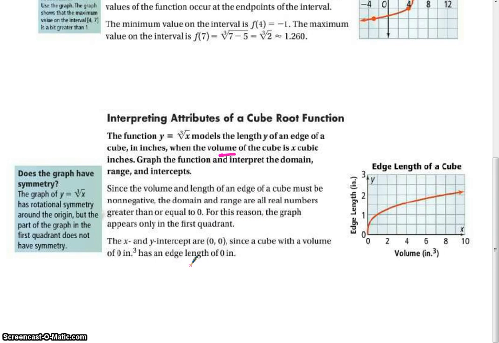When you have a cube, when you have a volume, it must be non-negative, otherwise known as positive. You cannot have a negative length of the side of a cube. So they're only going to look at the first quadrant of your graph. Your x and y intercept are still at 0. And your domain is no longer all real numbers. Your domain is going to be x is greater than or equal to 0.